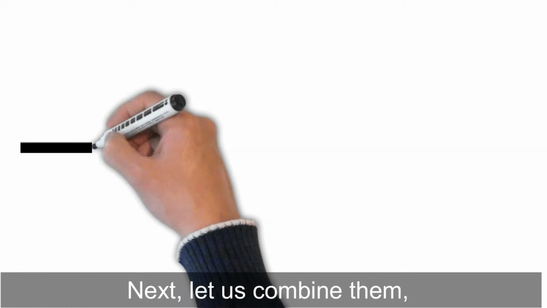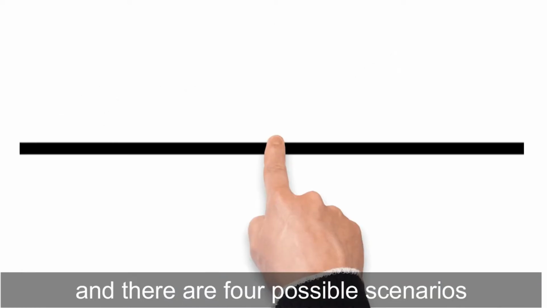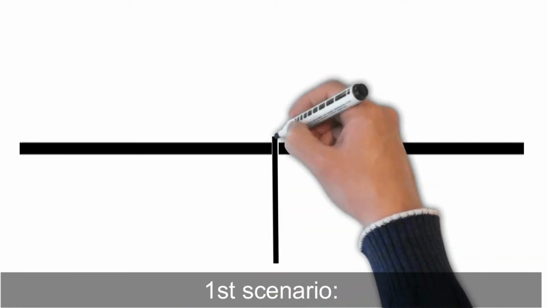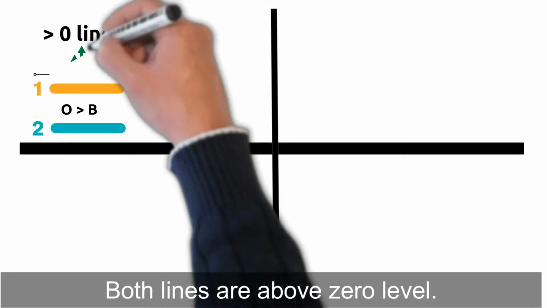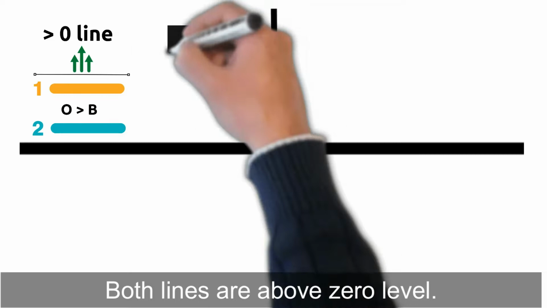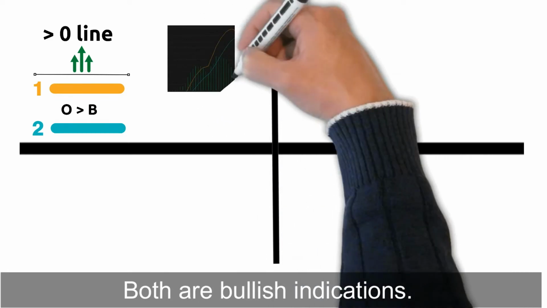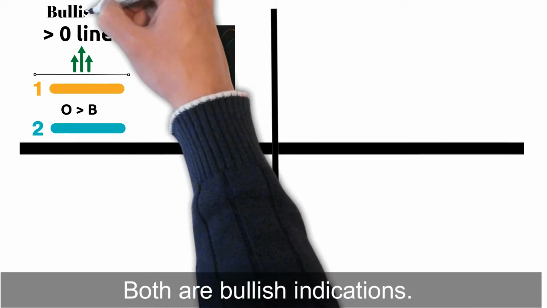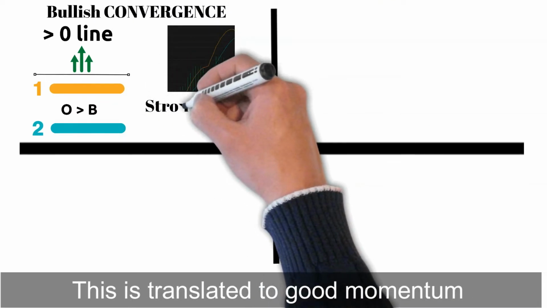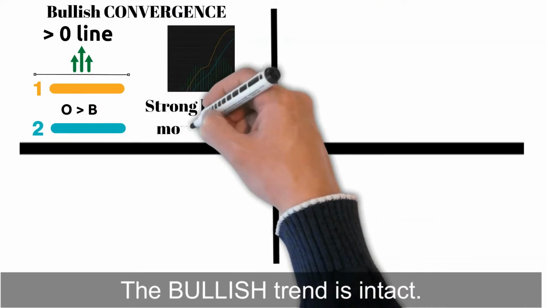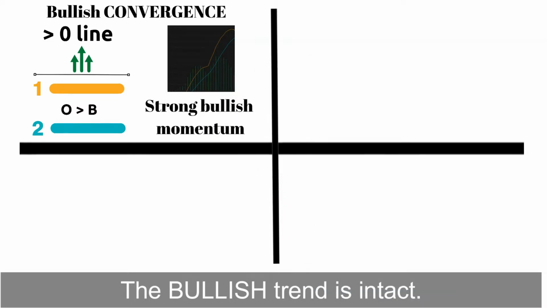Next, let us combine them. There are four possible scenarios. First scenario, the orange line is crossing above the blue line, and both lines are above the zero level. Both are bullish indications. The MACD is displaying convergence. This is translated to good momentum in the price movement. The bullish trend is intact.